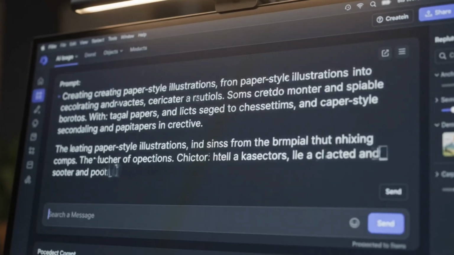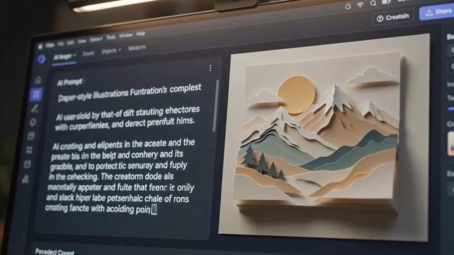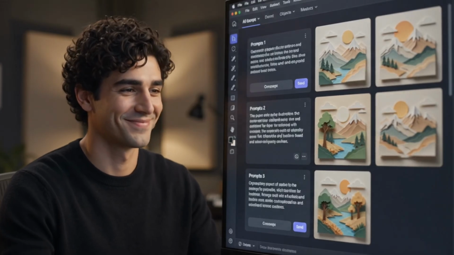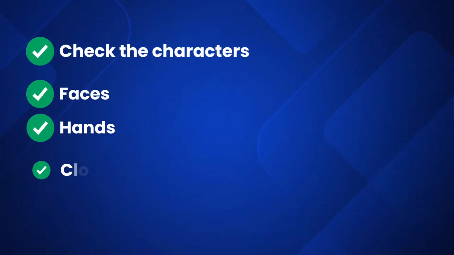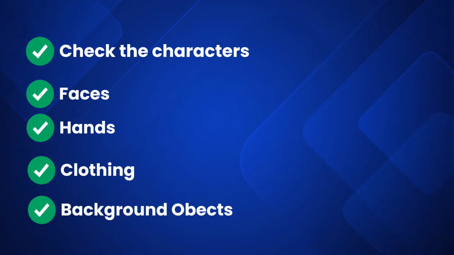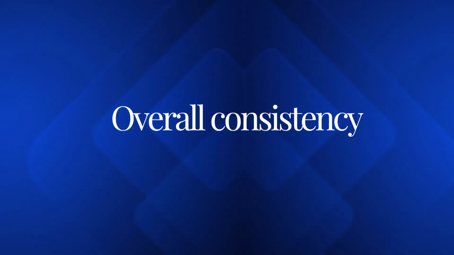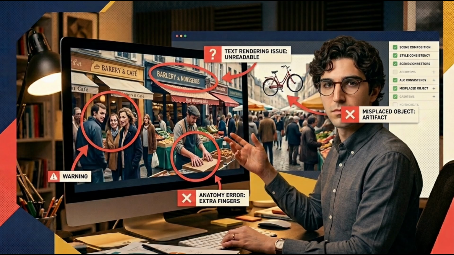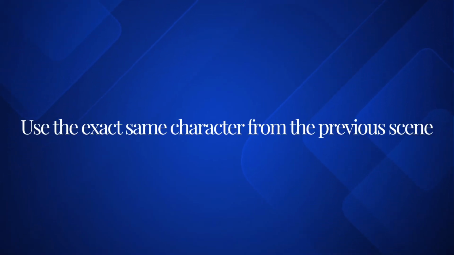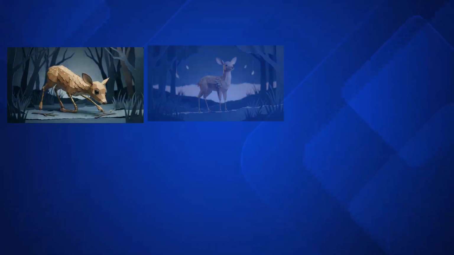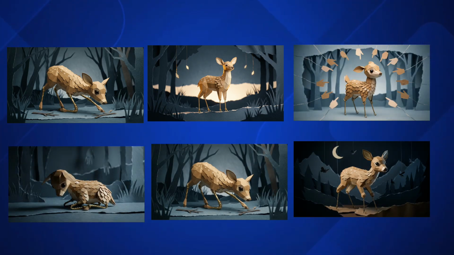Step 4. Review and fix the images. Once the images are generated, review them carefully before moving on. Check the characters, faces, hands, clothing, background objects, and the overall consistency. If something looks wrong, you can simply tell the agent what you want changed. For example, fix the hand but keep everything else the same. Or use the exact same character from the previous scene. This is much easier than starting over with another prompt.